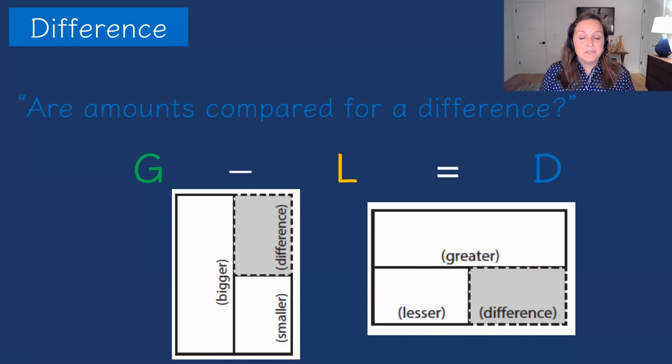So to help students determine whether a word problem is a difference problem, they can ask themselves, are amounts compared for a difference? And once they decide that it is a difference problem, they might want to use the difference equation: G minus L equals D, greater amount minus a lesser amount equals the difference, or some different types of graphic organizers such as you see here.